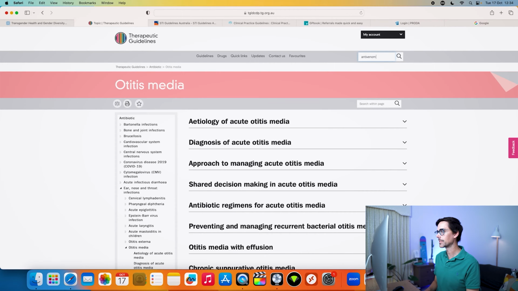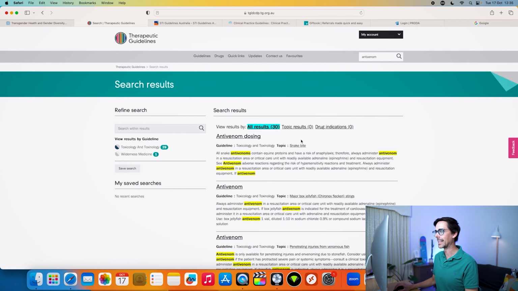So I will often use ETG as well if I'm looking for something that may not be that common and isn't covered in the Health Pathways guidelines. A good example is antivenom. I recently looked this up, and not because I had a patient who was stung by a box jellyfish, but being new to Australia, I was really curious about this whole antivenom thing and how it works.